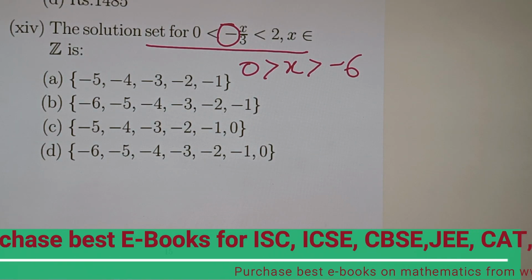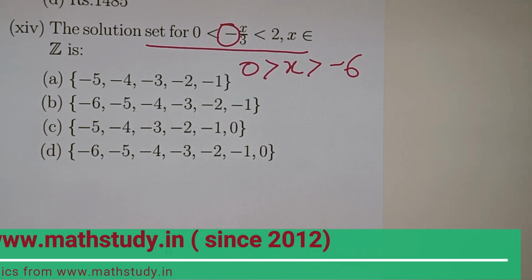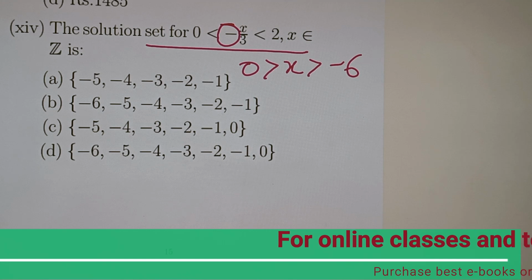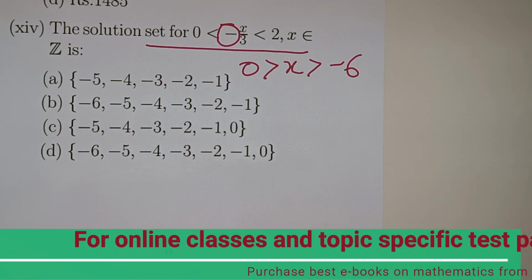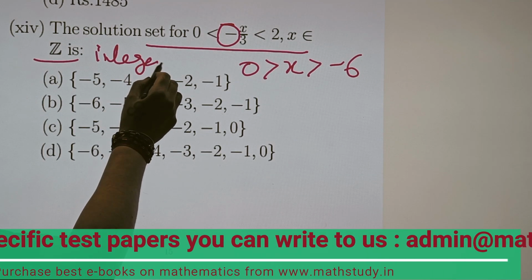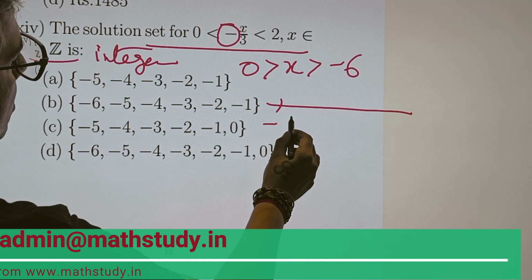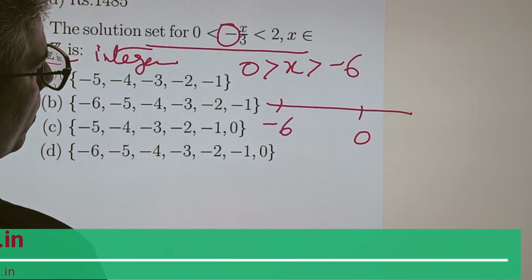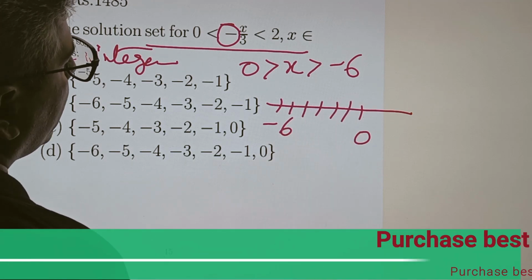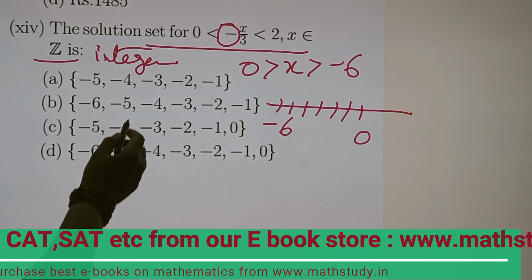So here we got our inequality by multiplying by 3 first, then we changed the entire sign to get rid of the negative sign with x, so that we get a clear inequality where x lies. So x belongs to Z. Z means integer values only. On the number line, x is greater than -6 and less than 0. So between -6 and 0 we have -5, -4, -3, -2, -1. So our answer will be -5, -4, -3, -2 and -1.